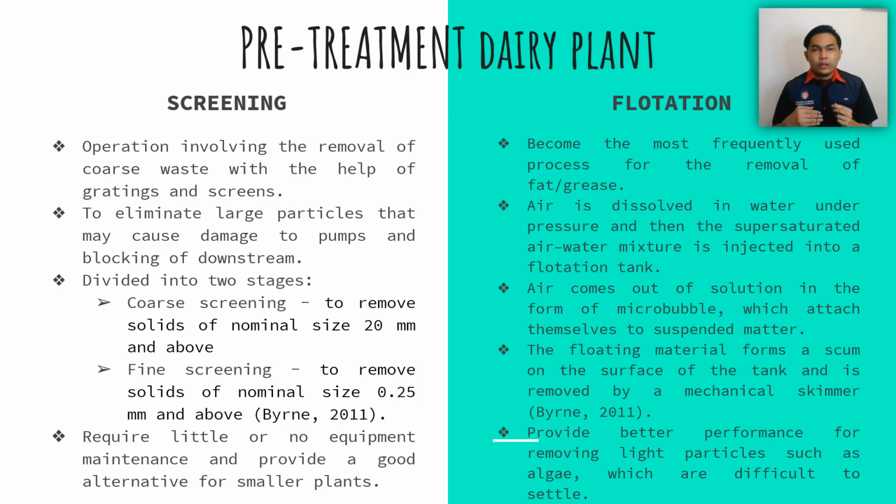After the screening process, it will undergo the flotation process, particularly dissolved air flotation (DAF), which has become the most frequently used process for the removal of fat and grease. In this process, air is dissolved in water under pressure, and then the supersaturated air-water mixture is injected into the flotation tank. The air comes out of solution in the form of micro bubbles, which attach themselves to suspended matter, including fat and grease, which then float to the surface. The floating material forms a scum on the surface of the tank and is removed intermittently by a mechanical skimmer.